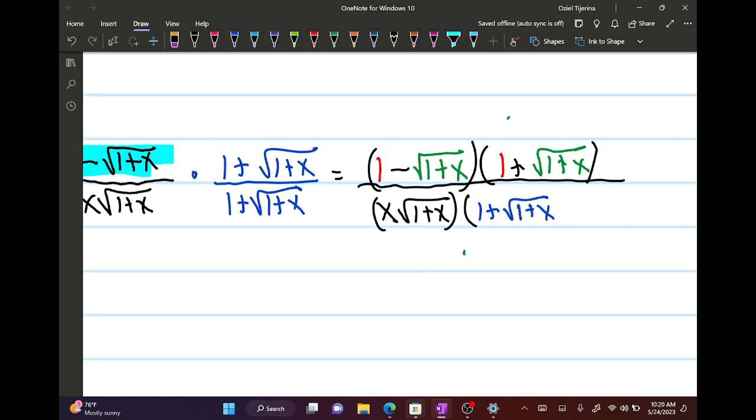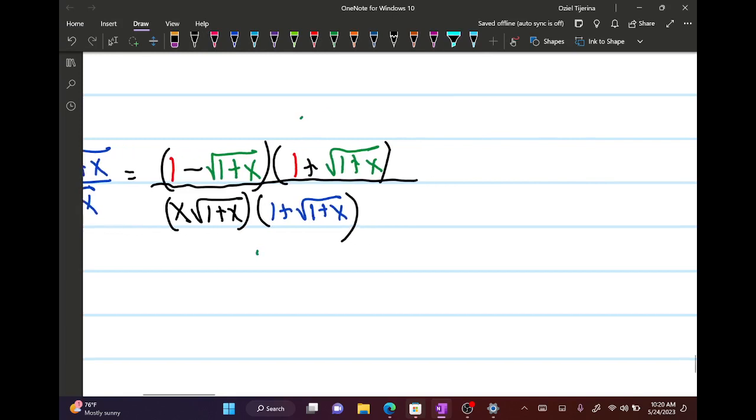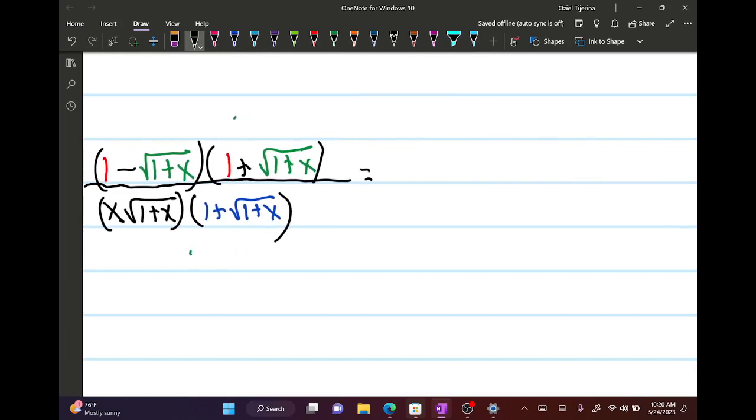I will say, guys, do not cancel these two out, because that's just going to take you back to where you were. So now do the sum and difference pattern. We know the sum and difference pattern: a squared minus b squared is equal to a plus b times a minus b.